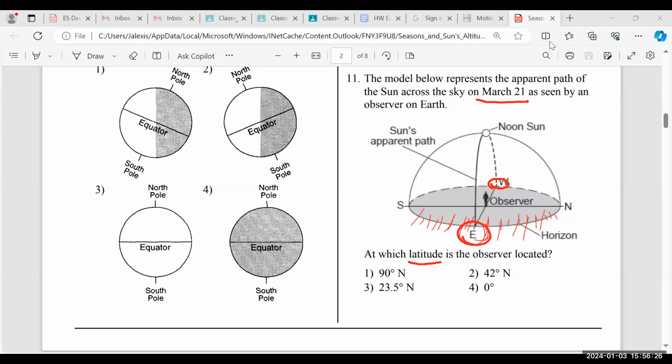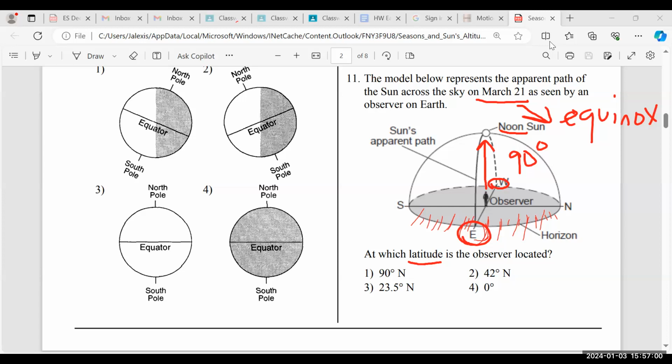So this date, March 21st, lets me know that this is an equinox date, right? And what's interesting about this is that the sun is directly above the head of the observer at noon. It is a clear 90-degree angle at noon.